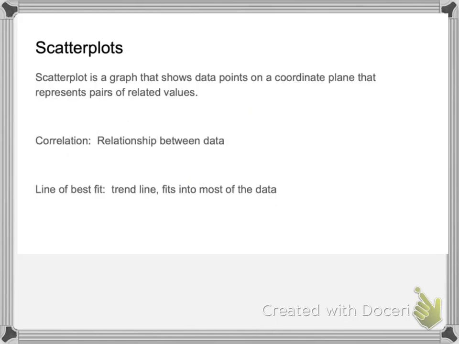Okay, now we're going to talk briefly about scatter plots. A scatter plot is a graph that shows data points on a coordinate plane that represent pairs of related values. We talked about correlations before. That's just relationships between data. And we're going to talk about the best fit line for a scatter plot. Or you'll see your book sometimes calls it a trend line. It fits into most of the data.